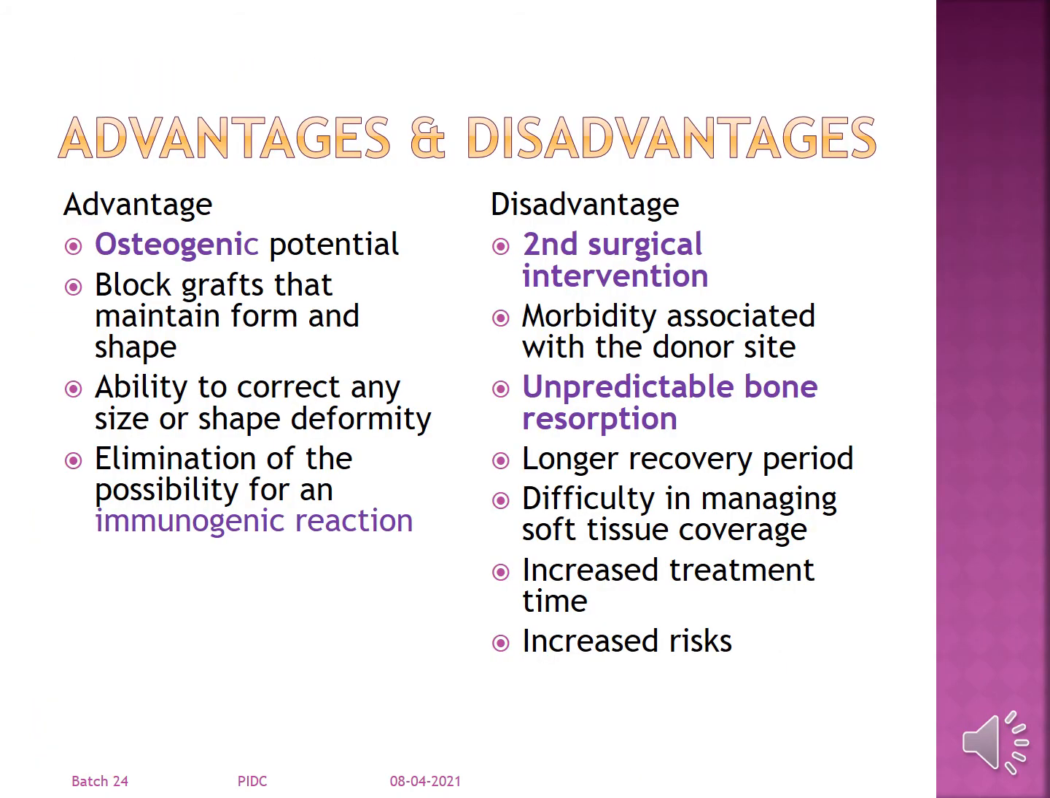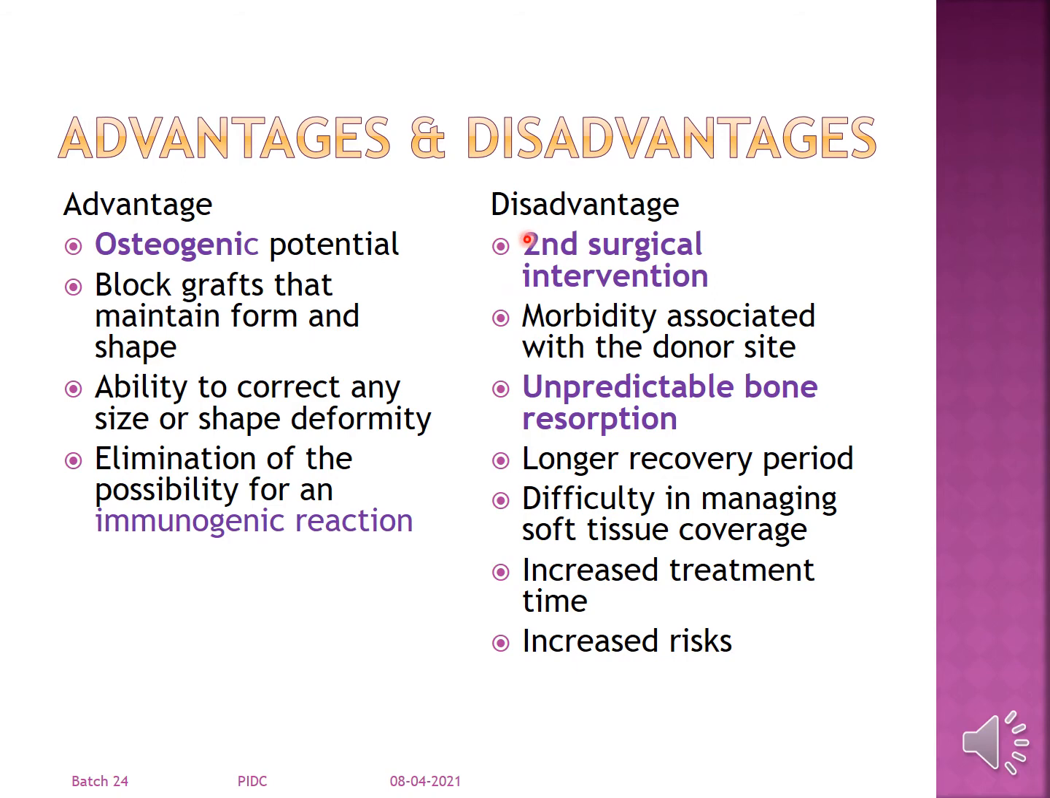The main advantages and disadvantages of autograft: the advantage is that it is told to be the gold standard because it has osteogenic potential. Block grafts maintain form and shape compared to the particulate ones. It has the ability to correct any size or shape deformity, and eliminates the possibility of an immunogenic reaction.